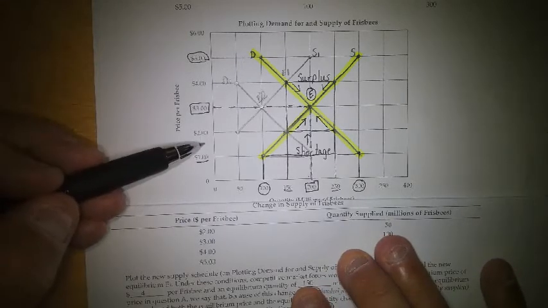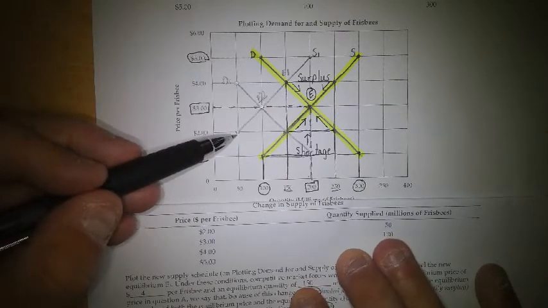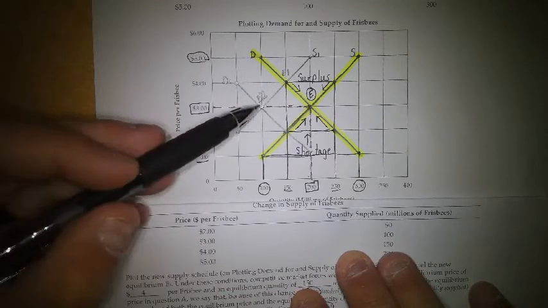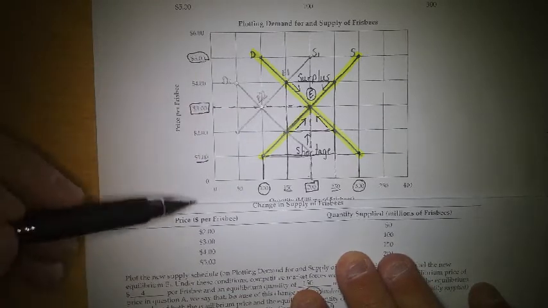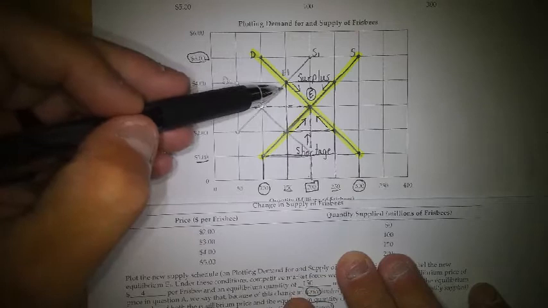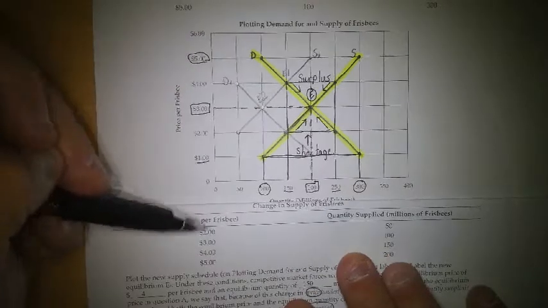So what it wants you to do is to plot a new supply line using these numbers. At $2, put down a dot at 50. At $3, put down a dot at 100. At $4, put down a dot at 150. And at $5, put down a dot at 200. Okay? Go ahead and plot that. I'll pause this while you guys do it.